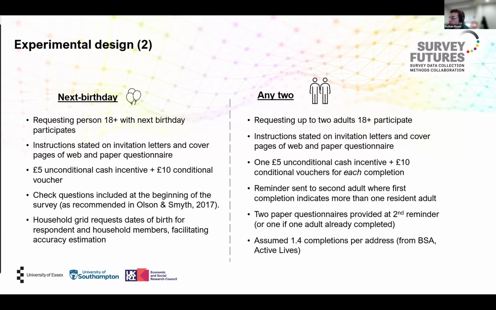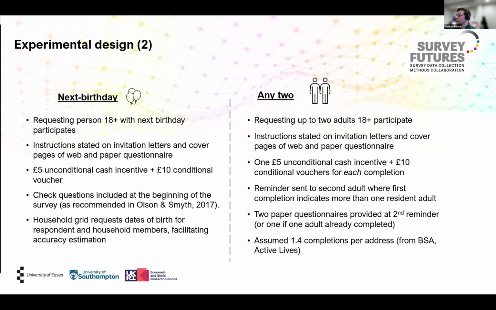We also did send a targeted reminder to households when we got one response, but they did the survey and they wrote in the survey that more than one adult lives there. And then we would send a targeted reminder saying, we got one response from you. Can we please get the second adult to participate? So we would replace the second or the third reminder with that targeted reminder text.